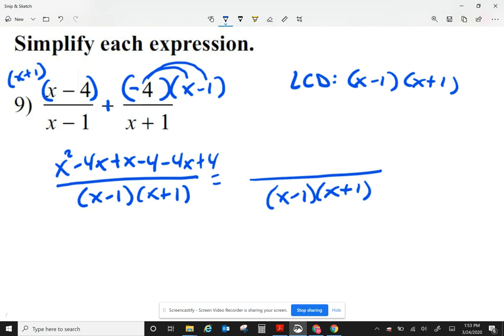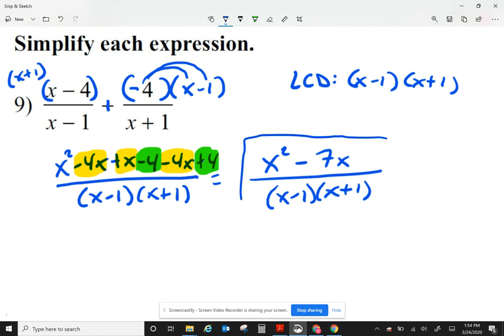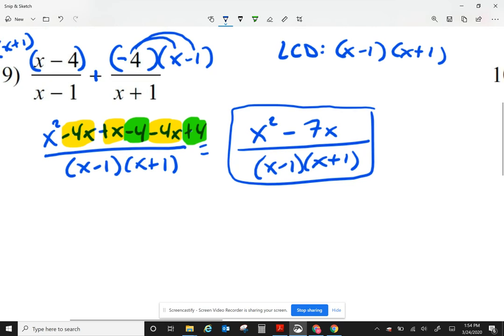On the top, let me combine like terms. My highest exponent is x to the second, so I'm just going to go x to the second. Then when it comes to x, I have negative 4 plus 1 minus 4, so that gives me negative 7x. And when it comes to whole numbers, I have a negative 4 plus 4, which is 0, so I'm not going to write it. I'll be okay with these answers. You don't have to factor the top. Once again, you don't have to factor the top.